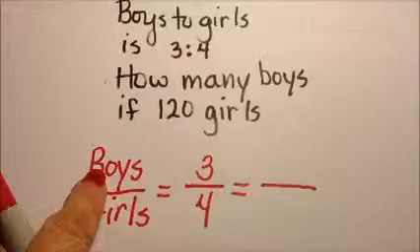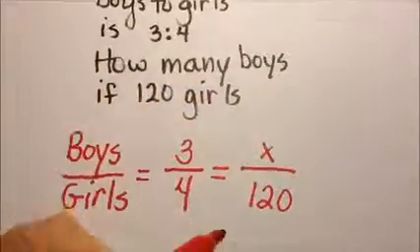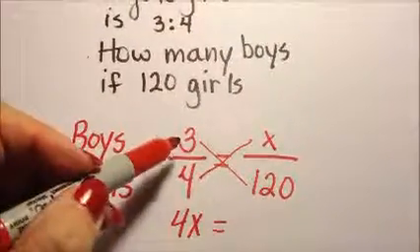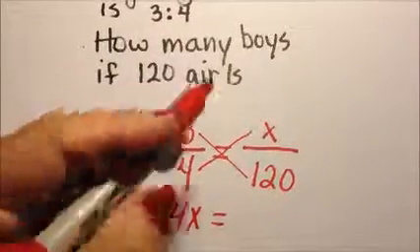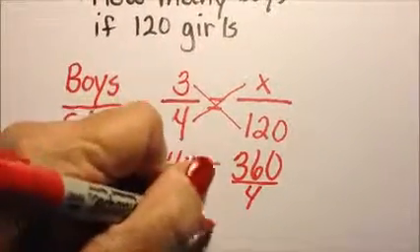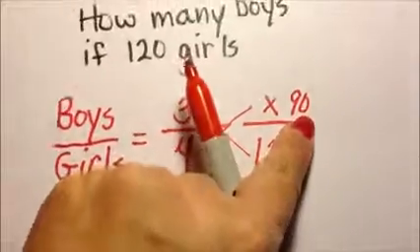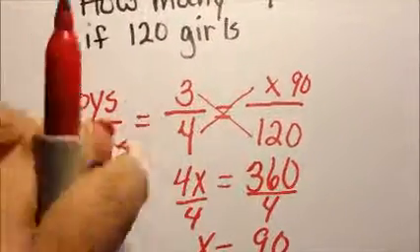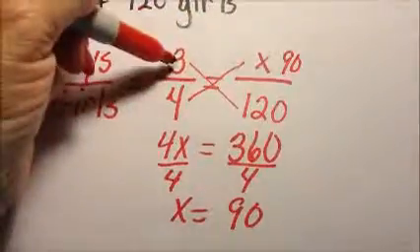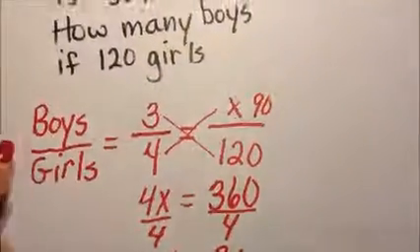Now it says how many boys, so that's what I don't know. So I'm going to put my X there for 120 girls. So to solve my proportion, I cross multiply. The product of the means is 4x. The product of the extremes is 120 times 3, which is 360. Then I divide by 4 and X is 90. So, that tells me that I have 90 boys for 120 girls. And if I have the right answer, okay, I should be able to reduce this and get this same number that I started out with. And when you get numbers that are nice and neat and not fractional, it's real easy to do that.